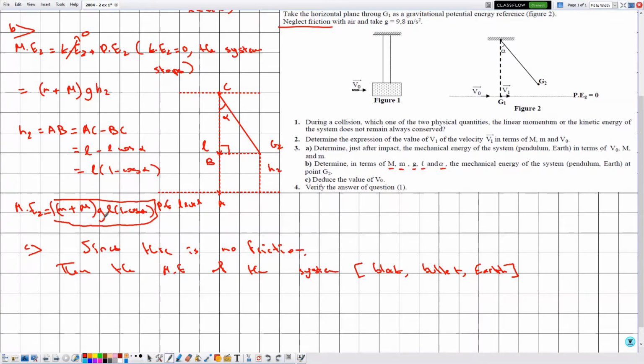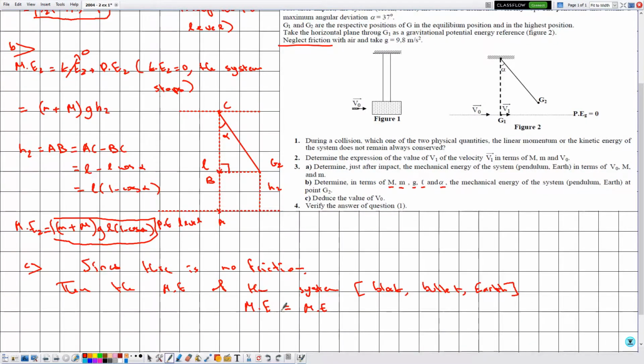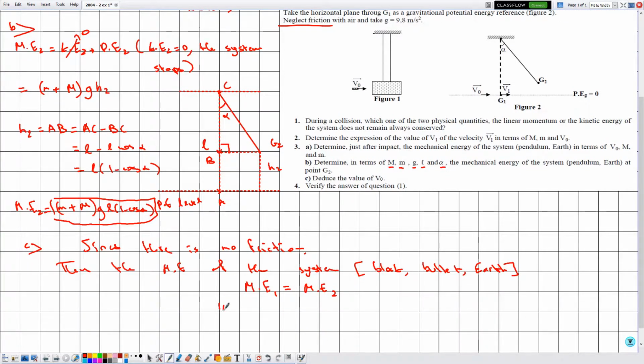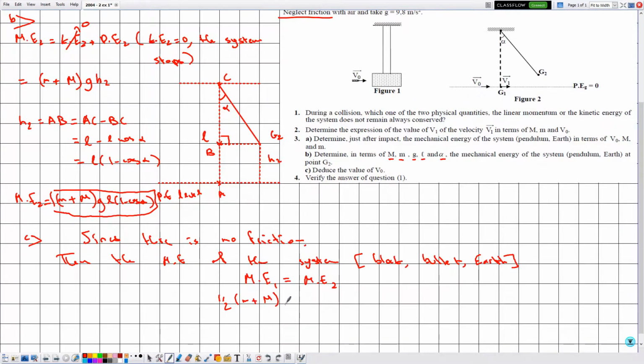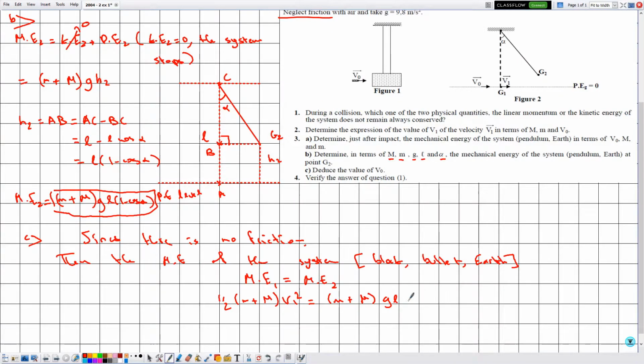For this reason, we have gravitational potential energy. So in this case, we know that the mechanical energy at the 2 instants are equal to each other. Here on the left, I will place the mechanical energy that includes V0, and it's given by 1, and this is 2. So mechanical energy 1 is given by half (M plus capital M) V1 square, which is equal to mechanical energy at the point 2, which is given by g into L into 1 minus cosine alpha.